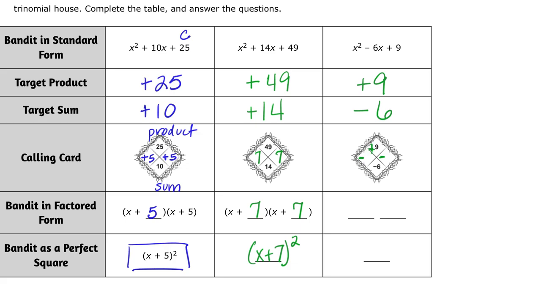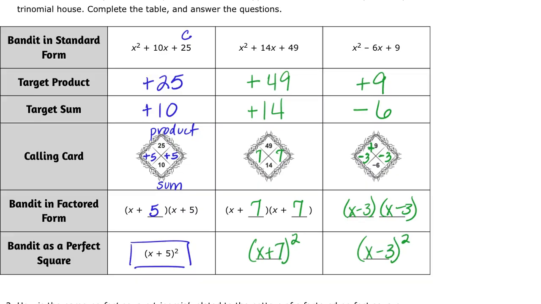So when I do this, the only two values I can think of would be 3 and 3. So this would be x minus 3 and x minus 3. X minus 3 squared would give us what we need.